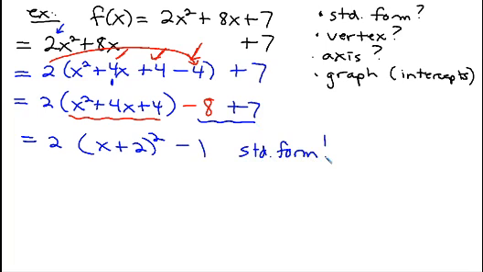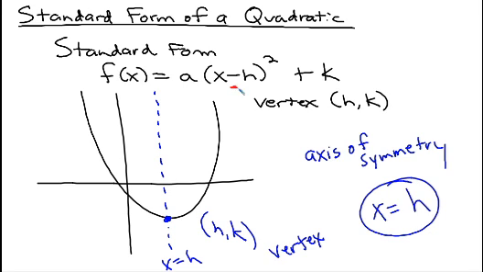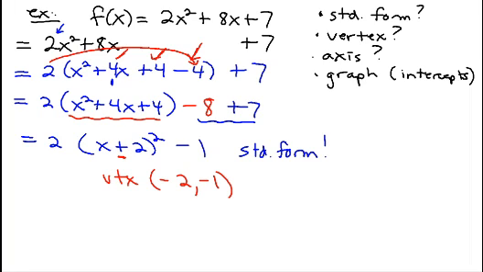Yay for us. We are now in standard form, which means I now know what the vertex is. The vertex is going to be -2, -1. Okay, it's -2 because this thing was a plus. If you remember from our standard form, this thing was a minus over here. So we have to change the sign. There's my vertex, -2, -1.